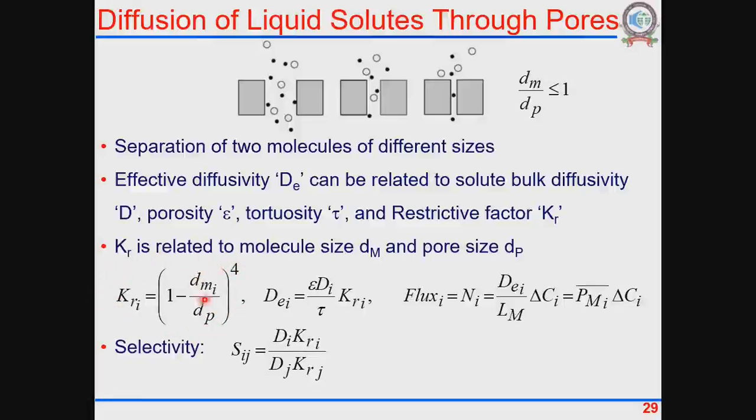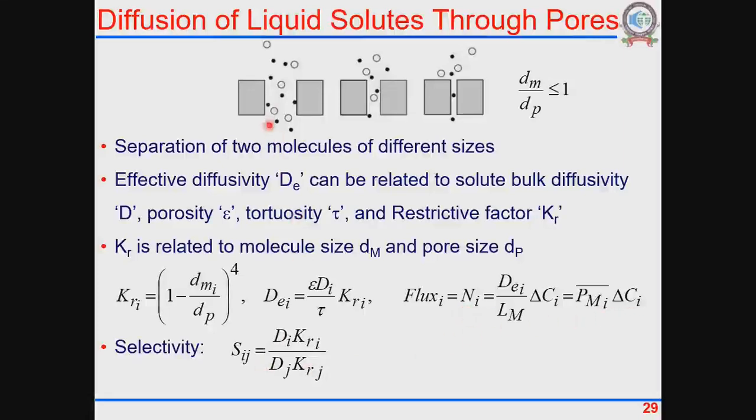So now the effective diffusivity, we can think of in terms of the product of the bulk diffusivity multiplied by the restrictive factor, multiplied by, of course, epsilon and tau, the porosity and tortuosity of these pores. Now the flux can be related to the effective diffusivity divided by the thickness of the membrane, multiplied by the concentration difference between the feed side and the permeate side. We can write this diffusivity divided by thickness as permeance. So flux would be permeance multiplied by the concentration difference.